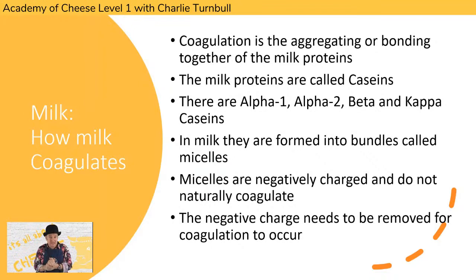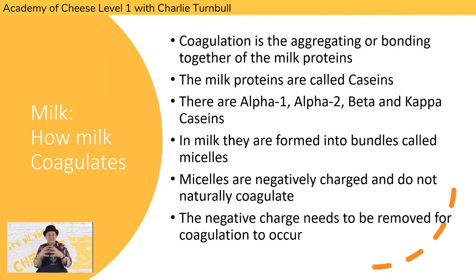You don't need to know this at level 2, but you will hear these words. So let's just say them out loud so we've got an awareness of them. Alpha 1, alpha 2, beta, and kappa. Alpha, beta, and kappa are Greek words for A, B, and C. So I imagine in the history of time that they thought there was alpha, beta, kappa, and then discovered there were variations on the alpha caseins. So we now have 4.